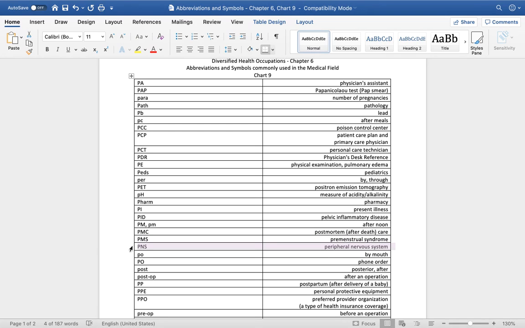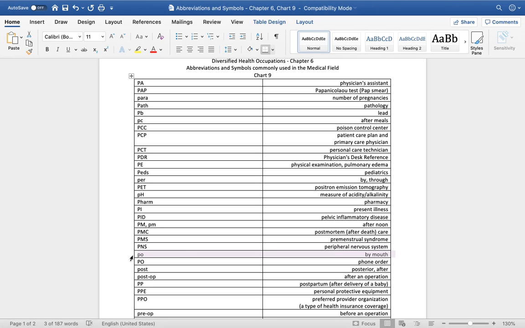PNS, this is peripheral nervous system. Your nervous system encompasses your brain, spinal cord, and peripheral nerves, which is all the nerves that branch out to every part of your body. The peripheral nervous system focuses strictly on what branches out to the rest of your body, so all of your nerves.